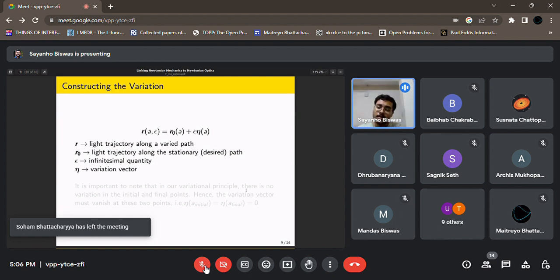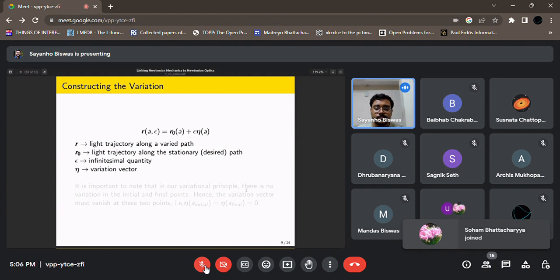This is a standard thing that is even done in Goldstein's classical mechanics, and you will get this explanation there, and it's very nicely explained. Still, if anyone doesn't understand, you might ask.